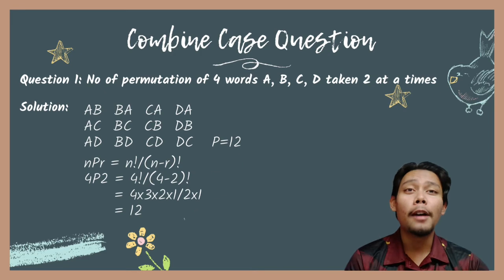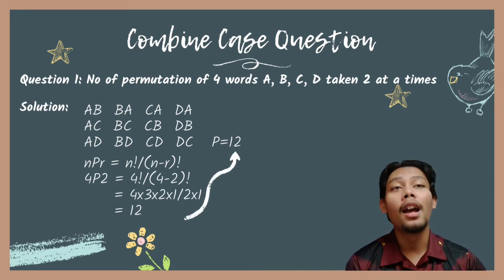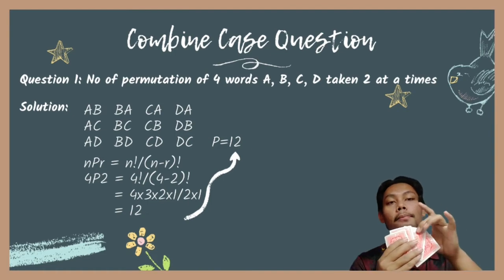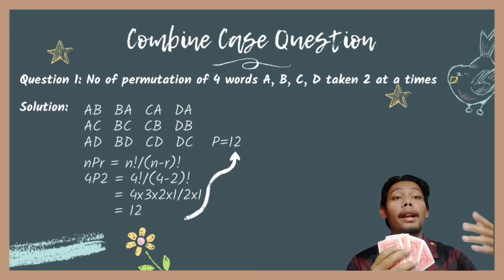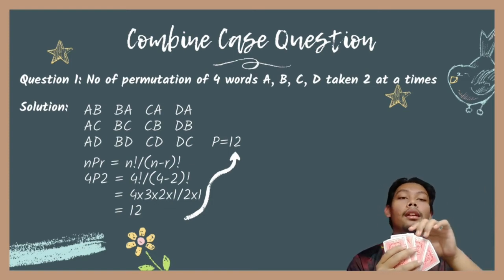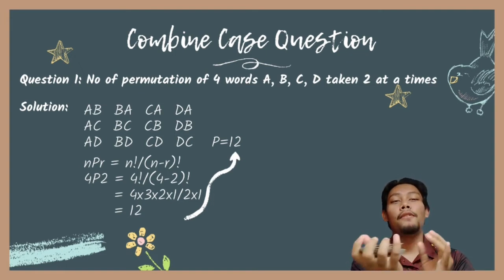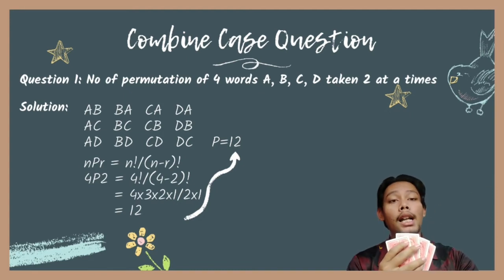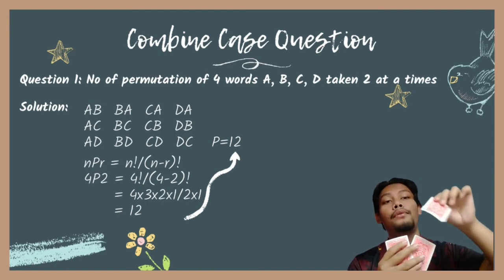Question 1: number of permutations of 4 words A, B, C and D taken 2 at a time. Imagine in my hand I have 4 cards: this A, this B, this C and this D. I will ask my friend, for example Ali, to take 2 random cards from my hand. I shuffle these different words A, B, C and D, and I ask Ali to take 2 cards randomly from my hand.